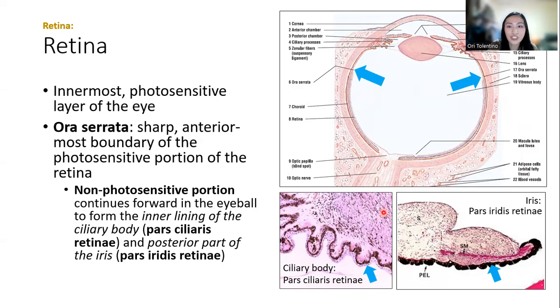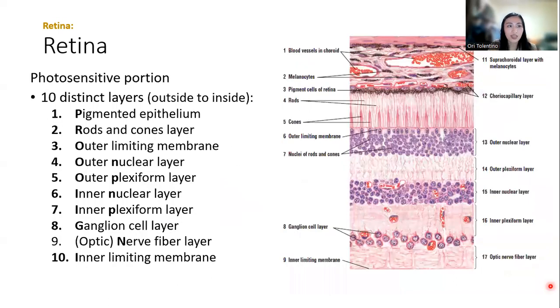As mentioned, the non-photosensitive portion of the retina will continue forward as an epithelium, and will line the inner ciliary body, called pars ciliaris retinae, or the ciliary part of your retina, and the lining of the posterior iris, called the pars iridis retinae, or the iris part of your retina. So the photosensitive layer of the posterior portion also actually has 10 layers.